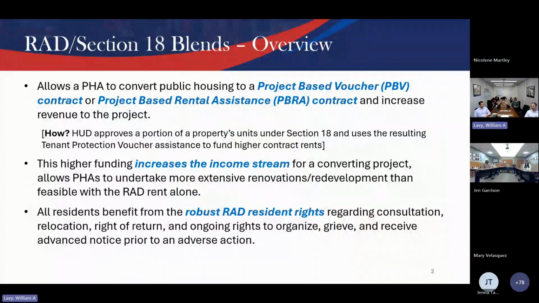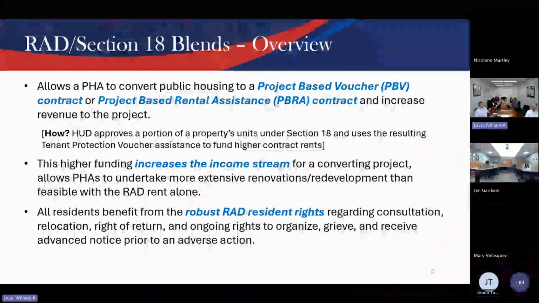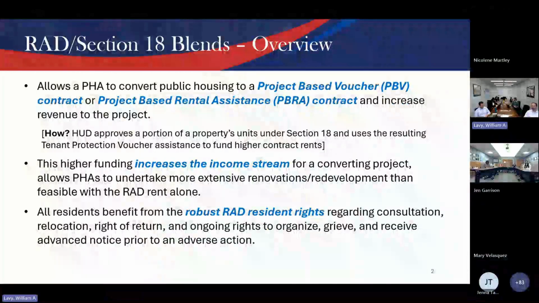This happens because we're converting part of the public housing assistance through RAD, and also when some units are removed through Section 18, tenant protection voucher assistance is triggered, and we convert that tenant protection voucher assistance as well. We combine it with the public housing assistance to get to higher subsidy levels, higher contract rent levels for the new Section 8 contract. Most of those mechanics are done in the background, mostly not anything for the PHA to worry about or manage.